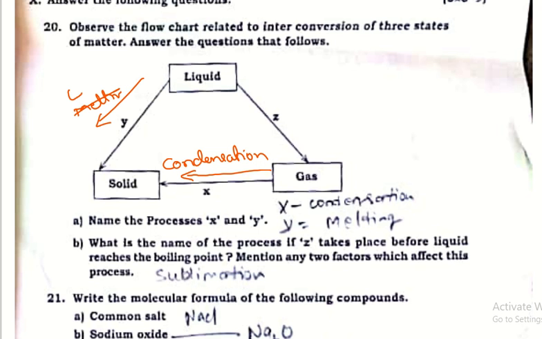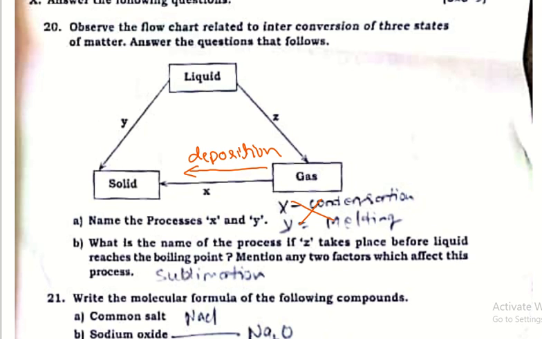Wait. So here, if the student gave this answer, it is wrong. Here the gas is converted directly into solid, so this is called deposition. And liquid converted into solid is called freezing. This is the process.